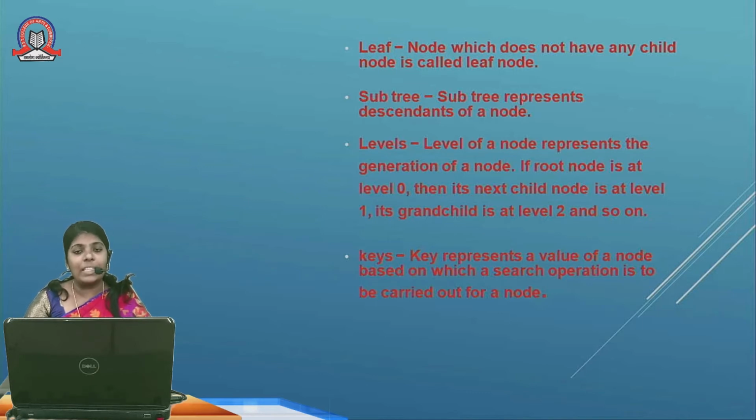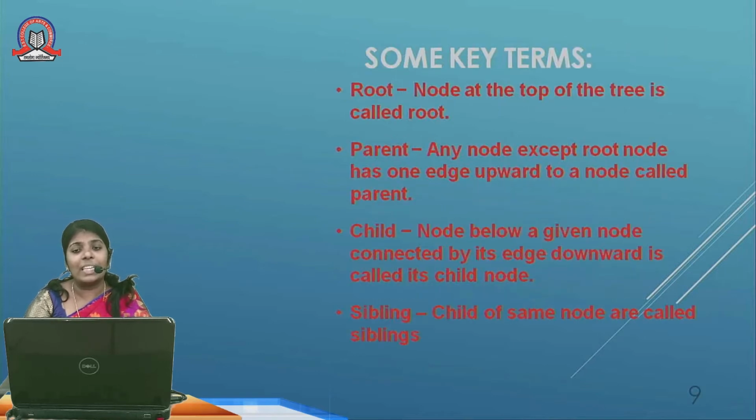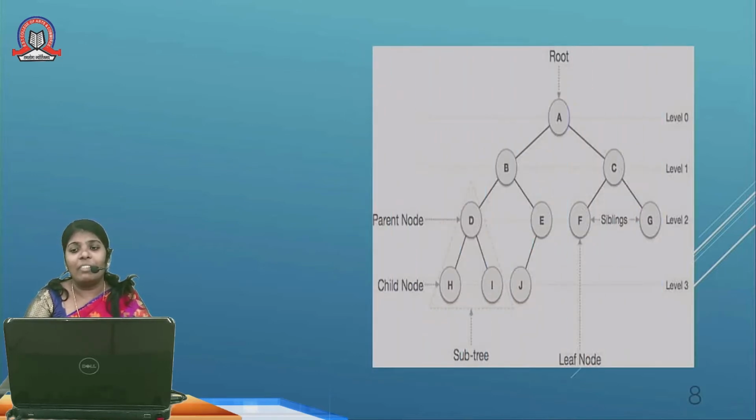Then we have subtree. A subtree represents a node and its descendants. We have left subtree, right subtree, then levels. Level 0, level 1, level 2, like this levels are there. You can see here level 0, level 1, level 2, level 3.